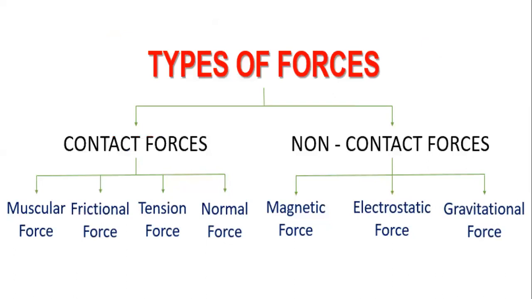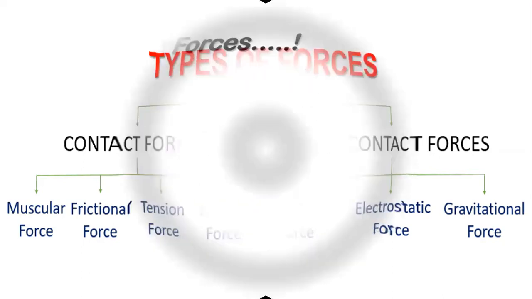So now let's study about types of forces. On basic categories, forces are classified into two types: contact forces and non-contact forces. Contact forces have four parts: muscular force, frictional force, tension force, and normal force. And non-contact forces have three parts: magnetic force, electrostatic force, and gravitational force.